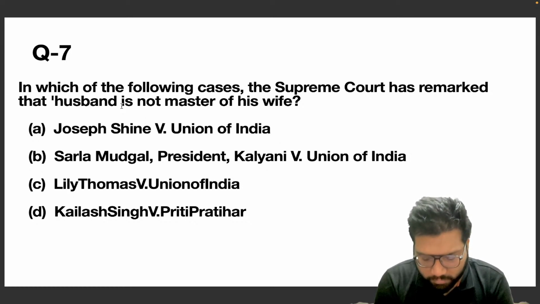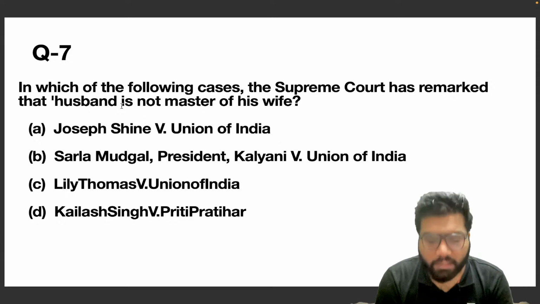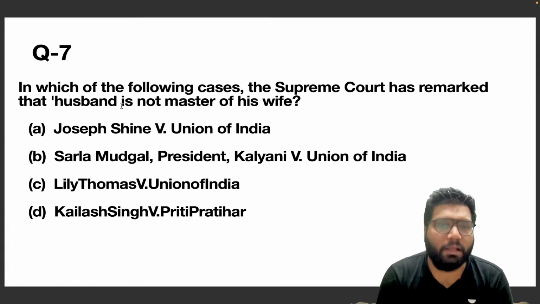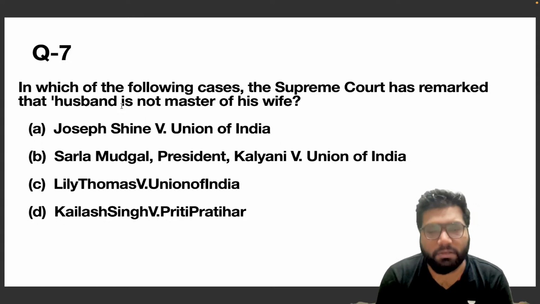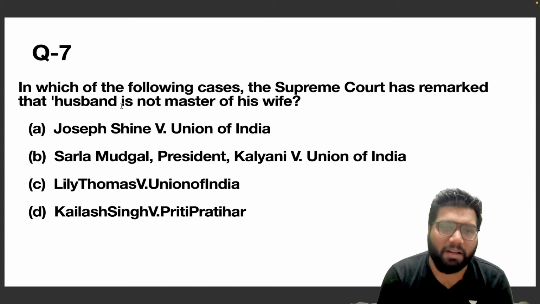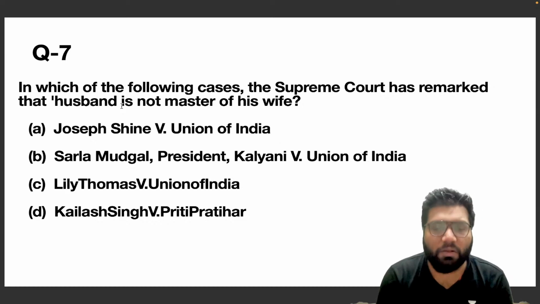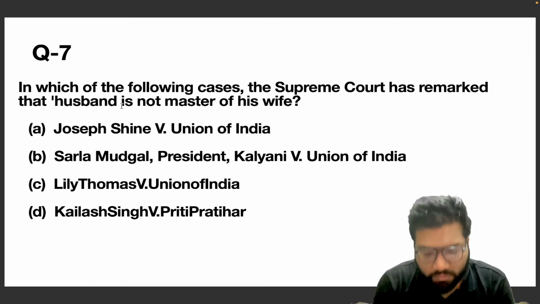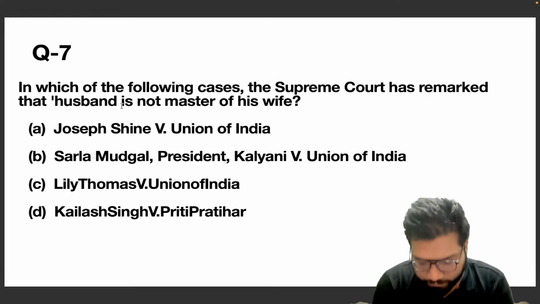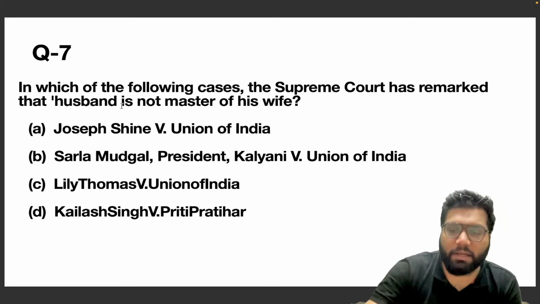Amit. Correct answer. That is basically the landmark judgment on section 497, that is adultery, which is Joseph Shine versus Union of India. That husband is not the master of his wife, and in that case section 497 was struck down, held unconstitutional.